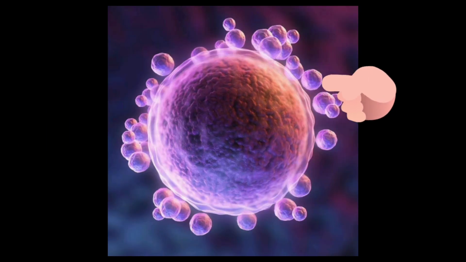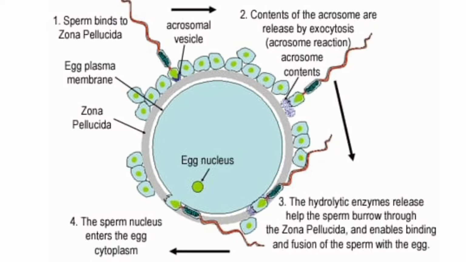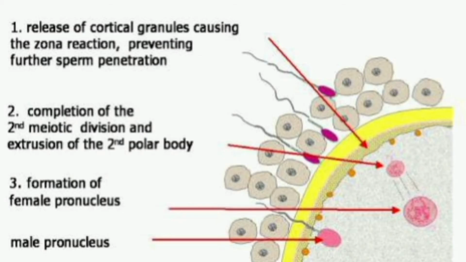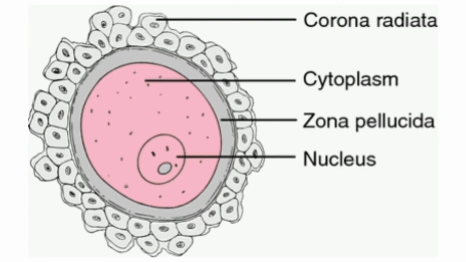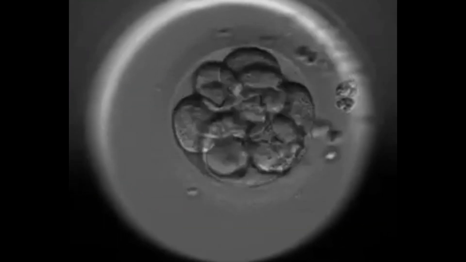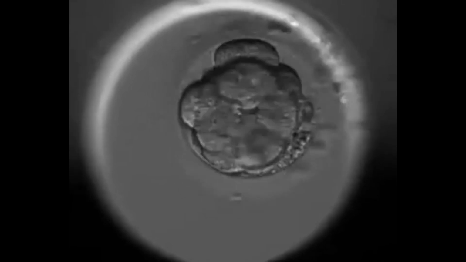The corona radiata is a part of granulosa cells which remain around the ovum at the time of ovulation. Its cells are radially elongated. They are held together by mucopolysaccharides called hyaluronic acid. The zona pellucida persists up to the formation of blastocyst. When it disintegrates, the blastocyst enlarges in size.